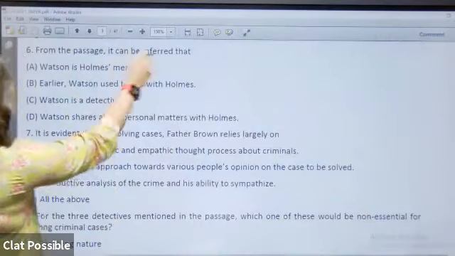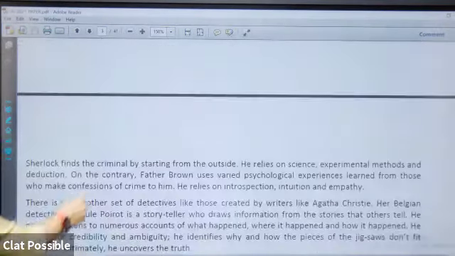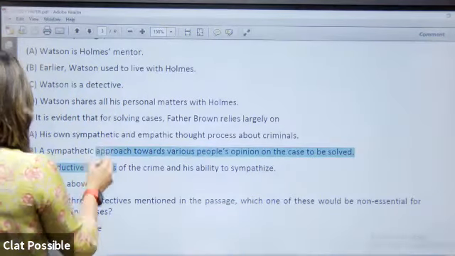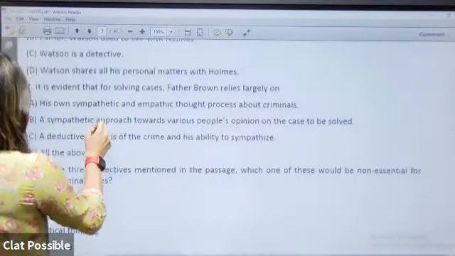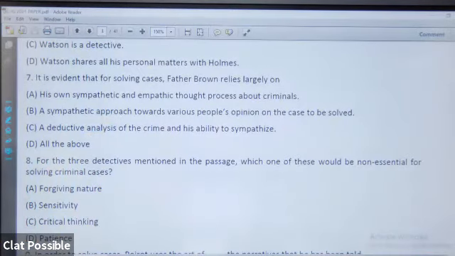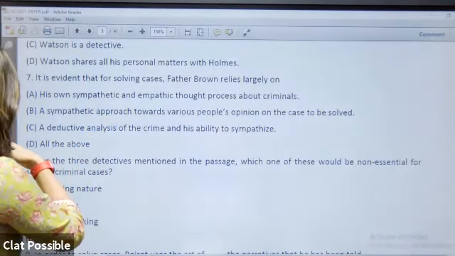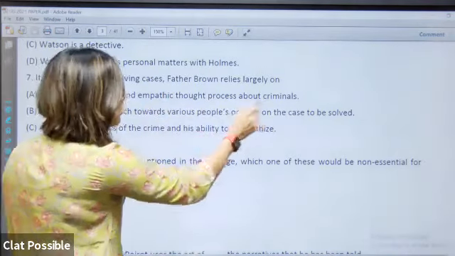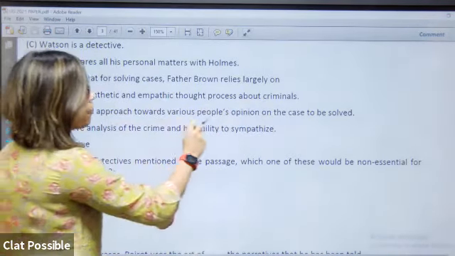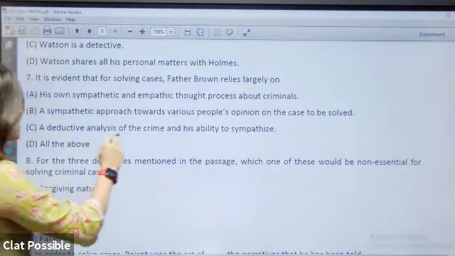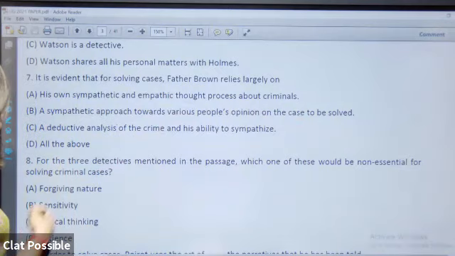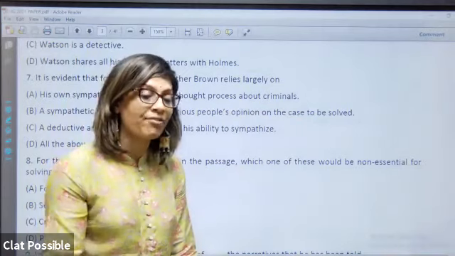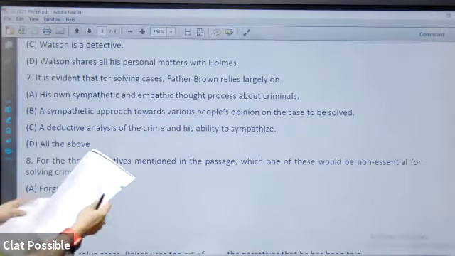So what can you infer? This question we already discussed, that Watson used to live with Holmes, right? And that question is option B, question 7. Again, it is evident that for solving cases, Father Brown relies basically on the ability to sympathize with the criminal. So it's not that he has sympathetic thoughts about criminals. It is not that he has a sympathetic approach towards all people in the crime. He has a sympathetic analysis by sympathizing with the mindset of the criminal, what the criminal would have thought. So that would make the answer C.